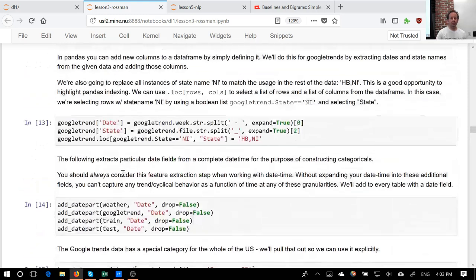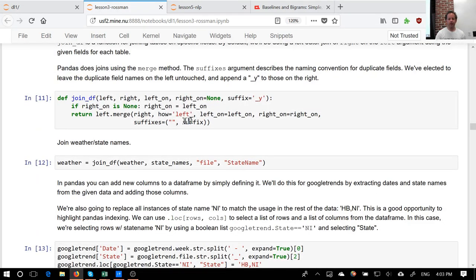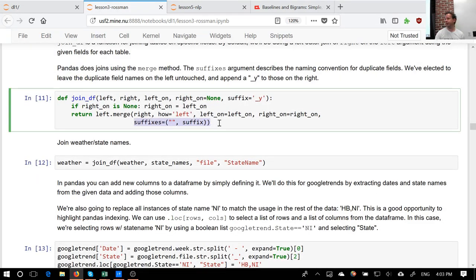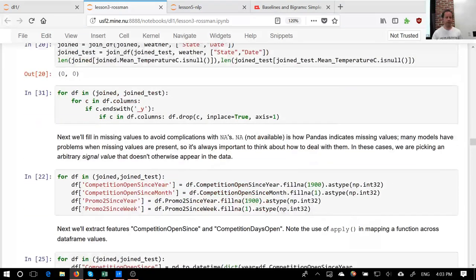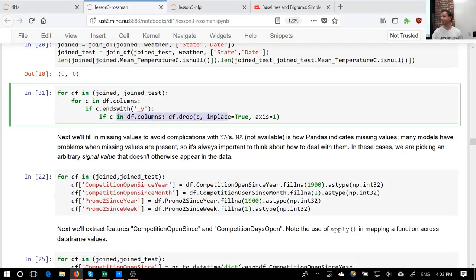In my merge function, if there are two columns that are the same, I set the suffix on the left to be nothing at all, so it doesn't screw around with the name, and the right-hand side to be underscore y. And in this case, I didn't want any of the duplicate ones, so I just went through and deleted them. Okay.